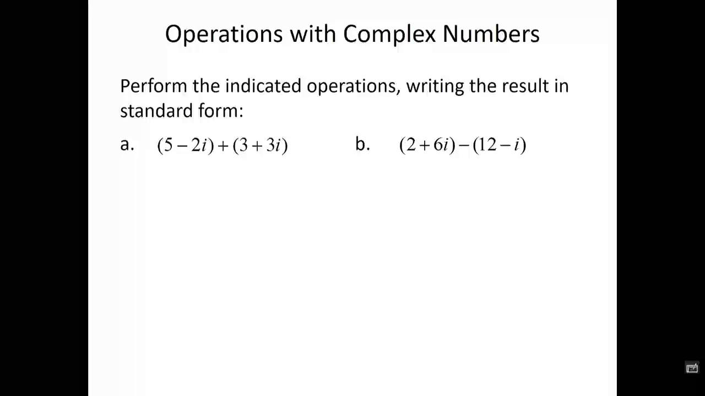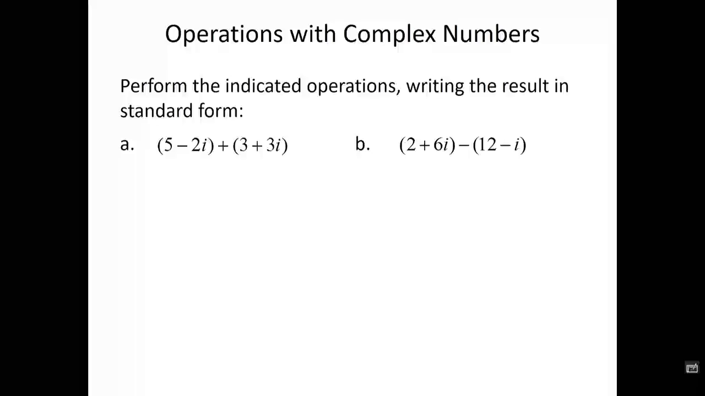Now that we know what complex numbers are, we can now consider operations with complex numbers. In other words, if I have two complex numbers, can I add them? Can I subtract one complex number from another? Can I multiply one complex number by another complex number? And likewise, we'll also discuss the operation of division. But let's just hold that. Let's look at what we have here. So we want to perform the indicated operations, and we want to express our result in standard form.